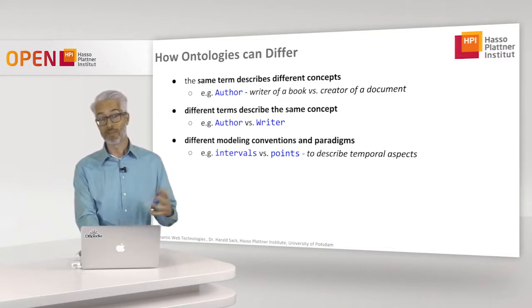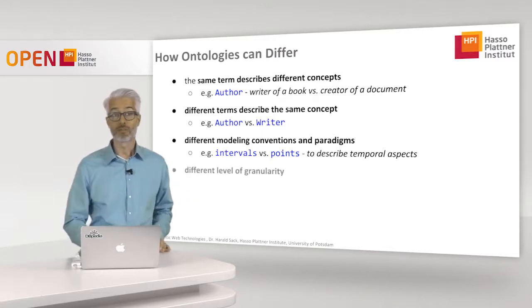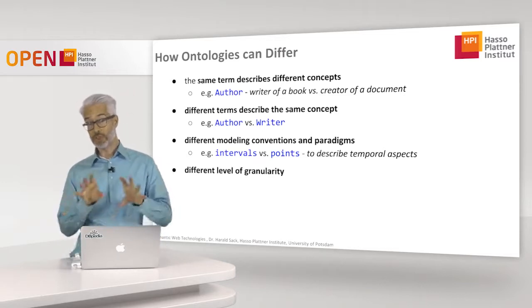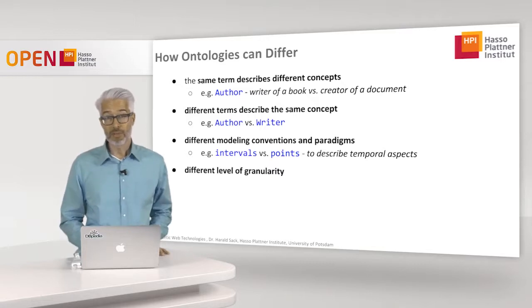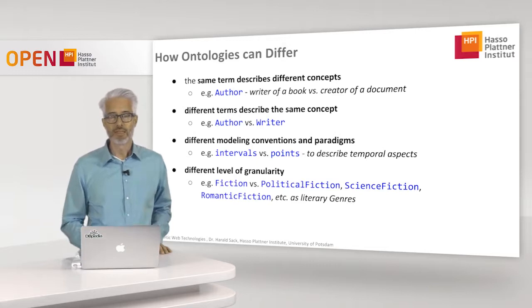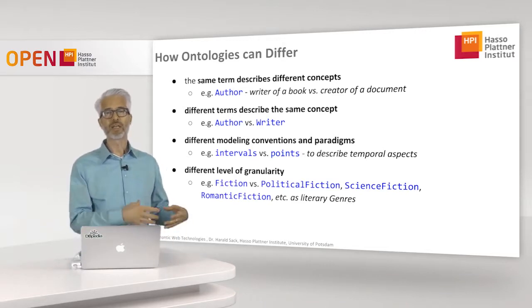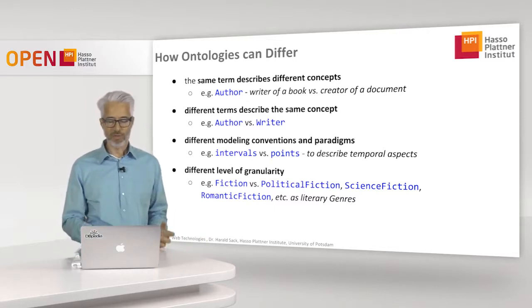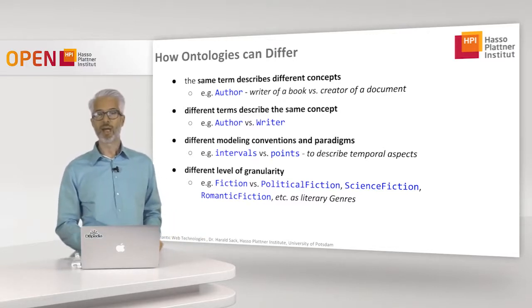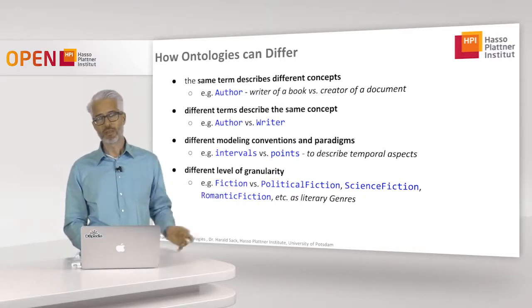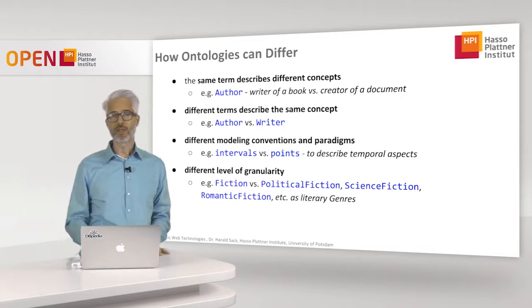This might also happen in completely different domains. Then, of course, there might be a different level of granularity in the representation and modeling. So, for example, if you are looking at literary genres, somebody might have the class fiction, while in another ontology, you might find the classes political fiction, science fiction, romantic fiction. So on the one hand, fiction is much more general. On the other hand, in another ontology, you have more specialized terms, more specialized classes.